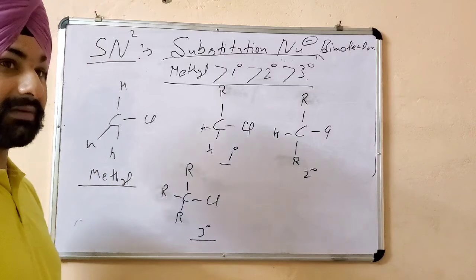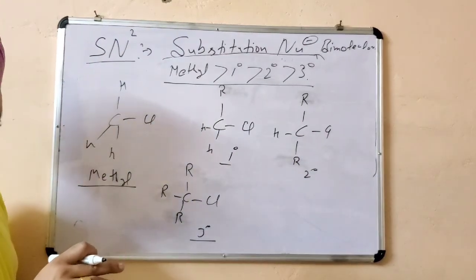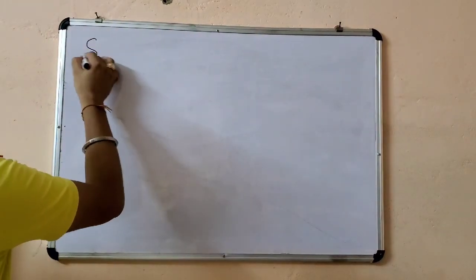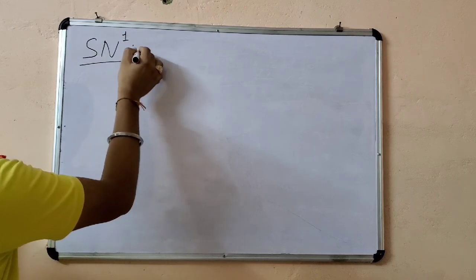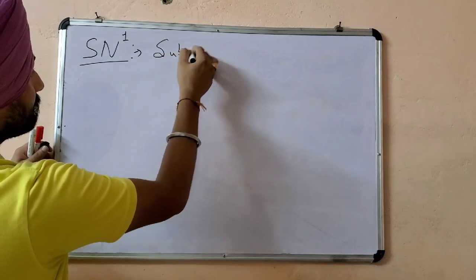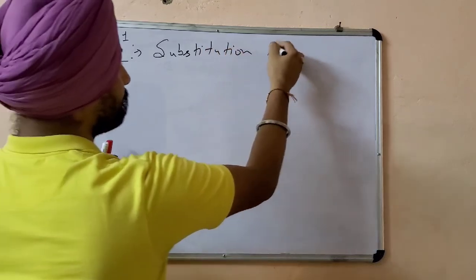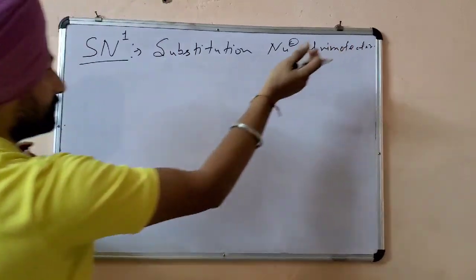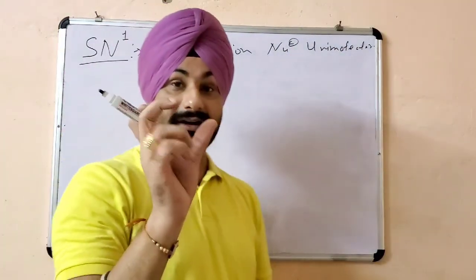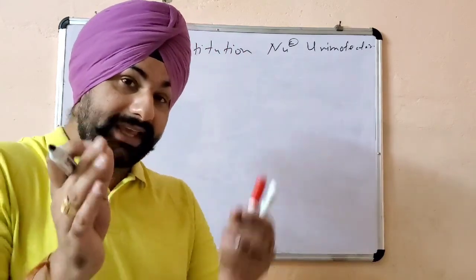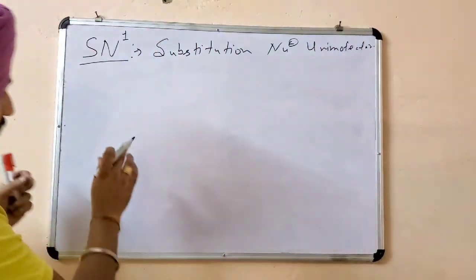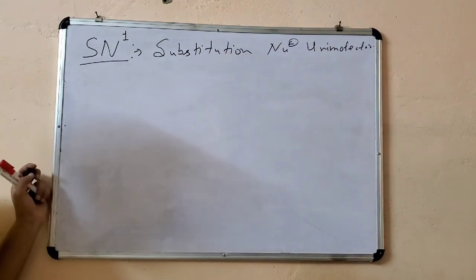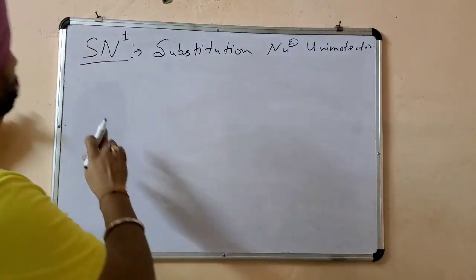So next we will discuss the SN1 mechanism. It is similar. Substitution, nucleophilic, unimolecular. Right? Why is it unimolecular? Because in this SN1 mechanism, the rate of reaction depends only upon the concentration of one molecule, right? So, substitution nucleophilic unimolecular. This is also called the dissociative mechanism, right? SN1 is also called dissociative.